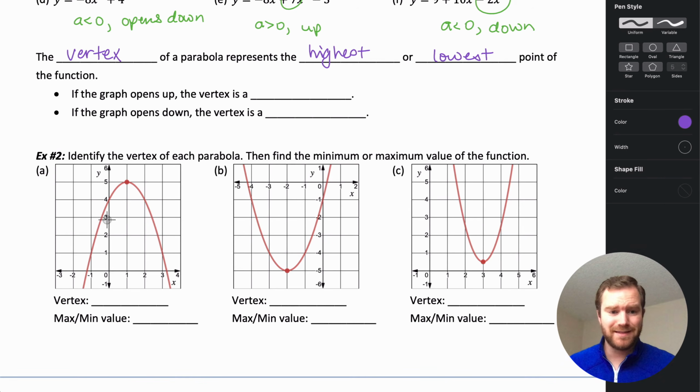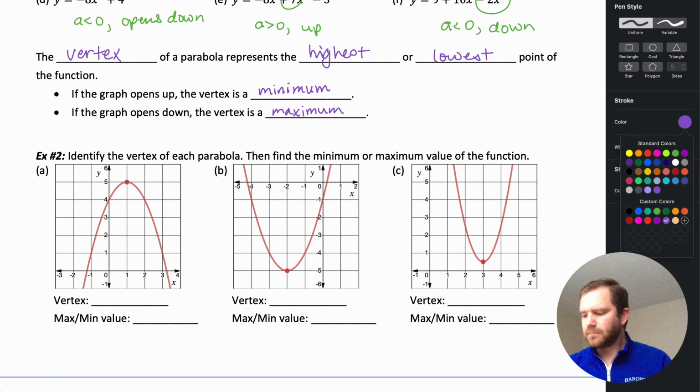If our parabola opens down, is our vertex, which is right here, going to be a highest point or a lowest point? Well, if it opens up, and this is it opening up, then that means that this point down here, the vertex, is a minimum. It's the lowest point on our graph. And if our graph opens down like this, our vertex is a maximum.